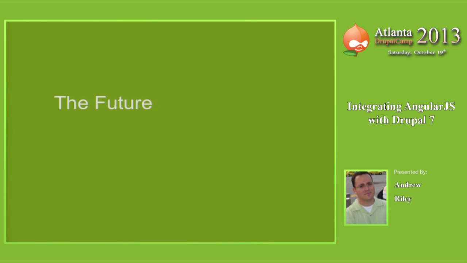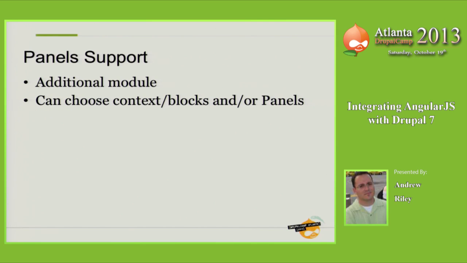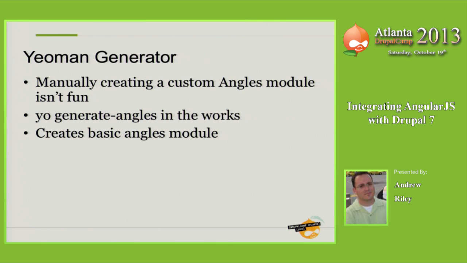So let's talk a little bit about the future of the Angles module because it is pretty young. One of the big things that I'm going to be adding is the panel support. And it is an additional module, so you can really use it how you want to, and we don't have thousands of lines of code that you're not going to use if you don't want to use it that way. So you can choose if you want to use the context or blocks method or those together or panels, or if you wanted to, you can use all three and it would still work. It's made to be flexible and not really lock you into just one way of processing it.